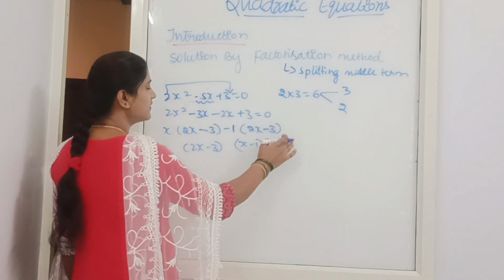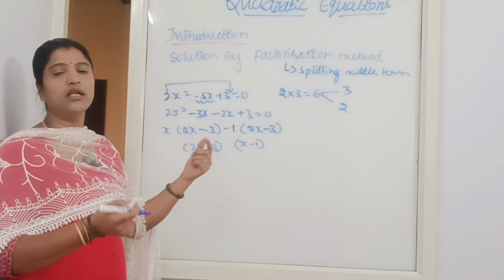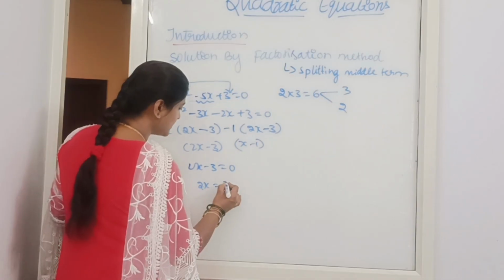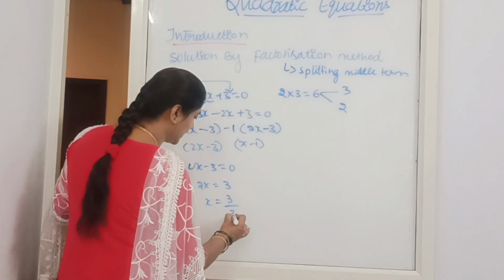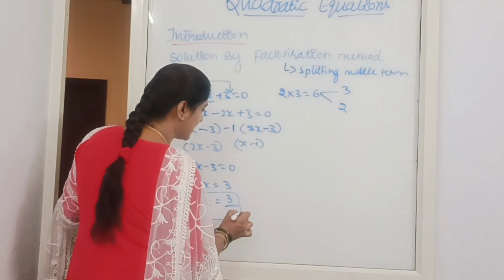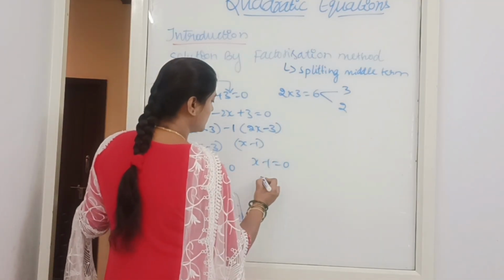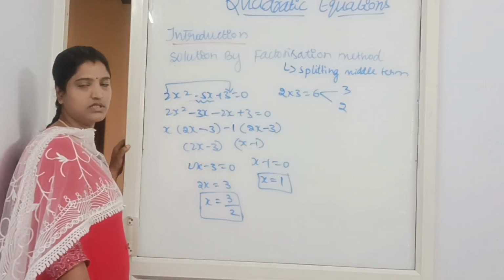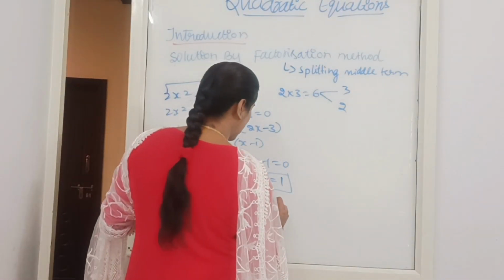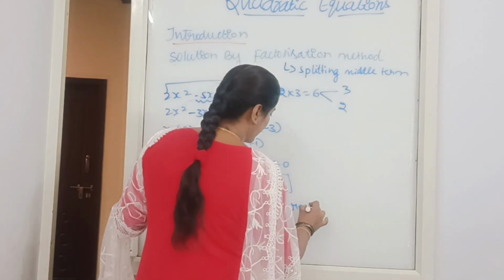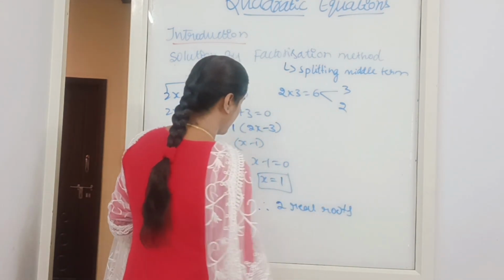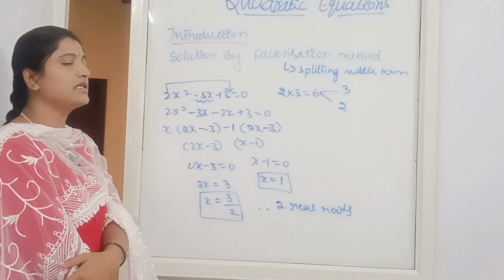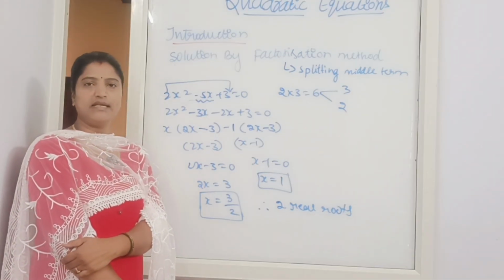See here, we need to equate these to 0, then only we will get the roots. 2x minus 3 is equal to 0. 2x is equal to 3 and x is equal to 3 by 2. This is one root or one solution. x minus 1 is equal to 0. If 1 is transposed here, it will become positive 1. So these are the roots, and we can say it has two real roots. So x is equal to 3 by 2 and x is equal to 1. So this is the way to find the solution of a quadratic equation by the factorization method.